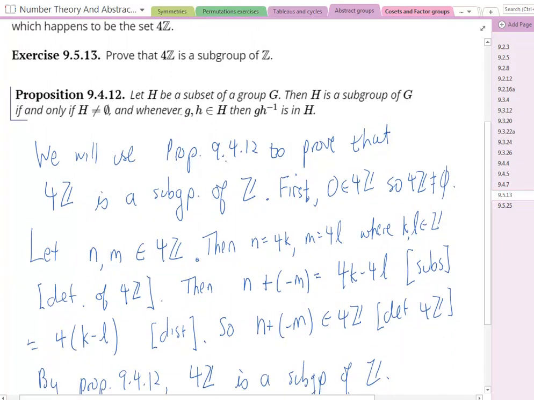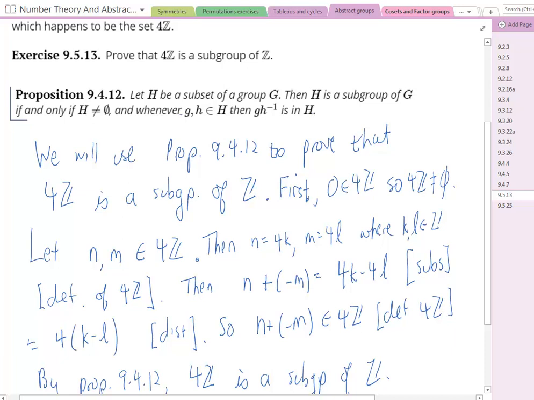So here's my argument, which is more or less elegant. We will use proposition 9.4.12 to prove that 4Z is a subgroup of Z. First, we need to show that 4Z is non-empty. Now, I didn't write that 4Z is a subset of Z. You can just assume that. It's pretty clear. But first, I need to show that 4Z is non-empty, so 0 is in 4Z, so 4Z is non-empty. And then I have to show the second part, which is the harder part, that whenever g and h are in the subset, then gh inverse is in the subset.